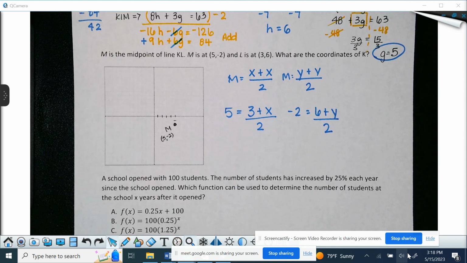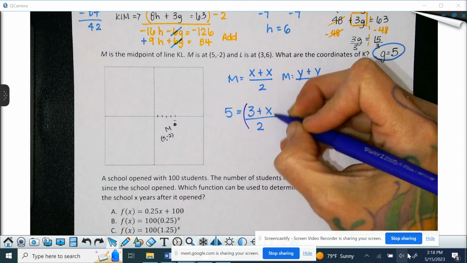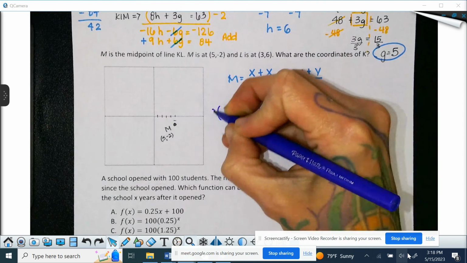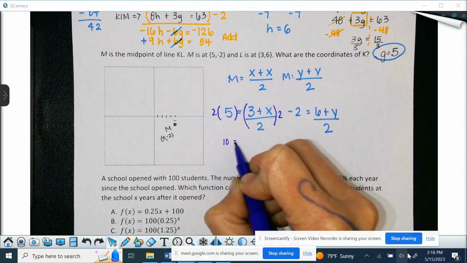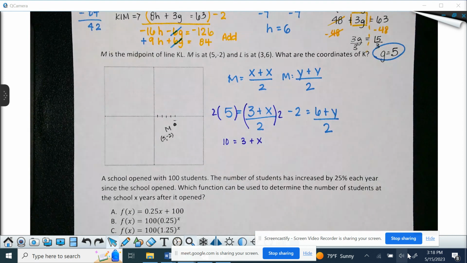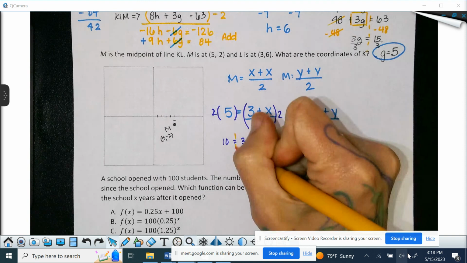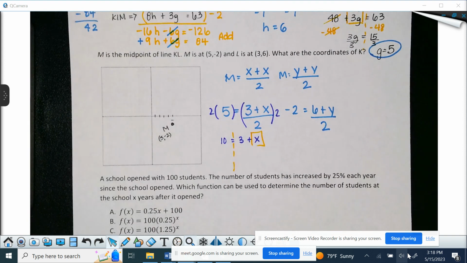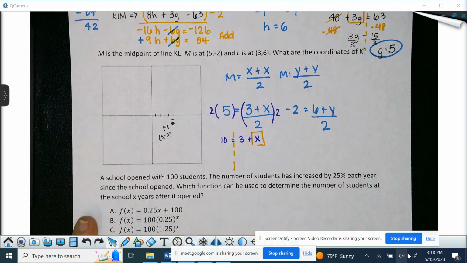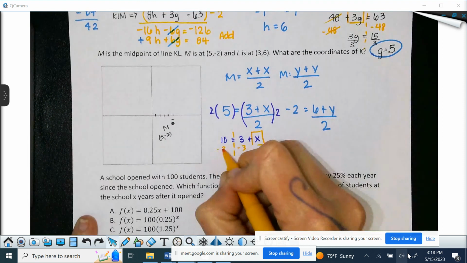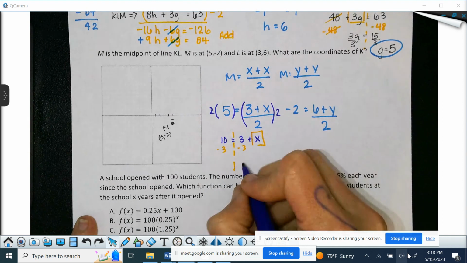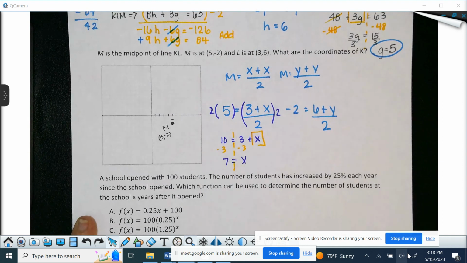Good. We're going to multiply by 2. Multiply by 2. So that gives me 10 equals 3 plus x. Beautiful. We got our x. We got our great divide. What are we going to move now and how are we going to move it? Good. We're going to subtract 3 from both sides. So x equals 7.